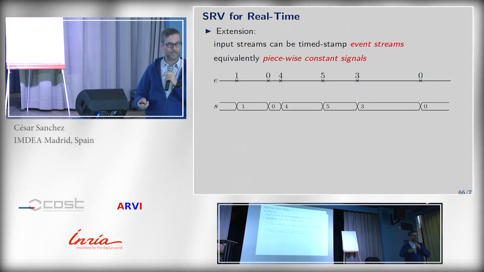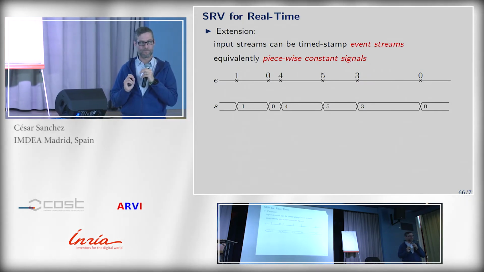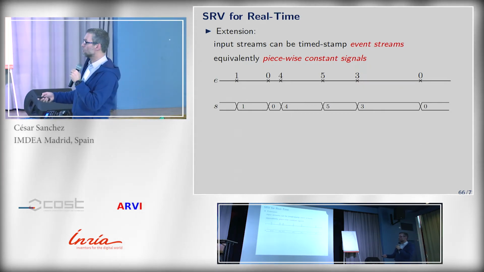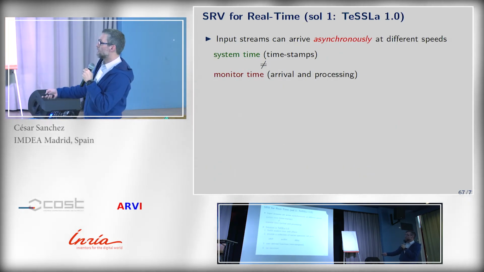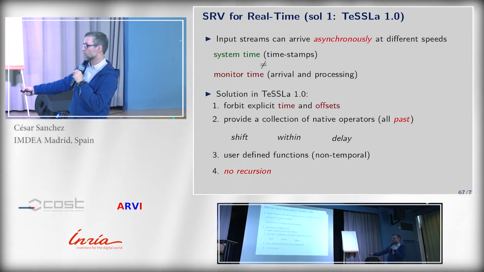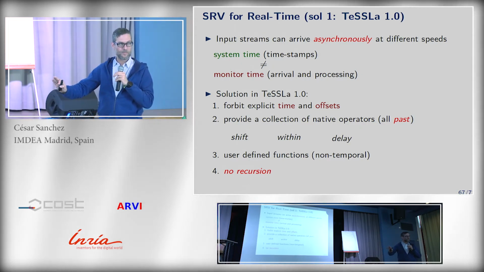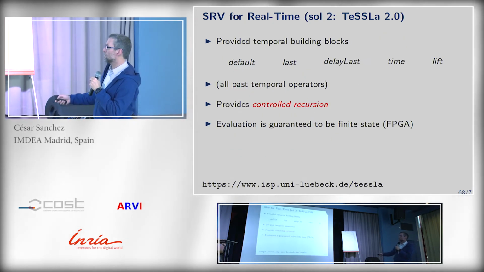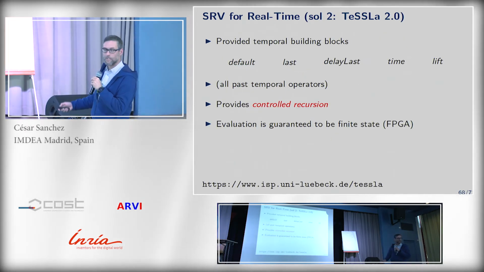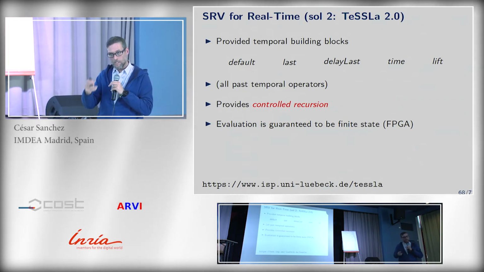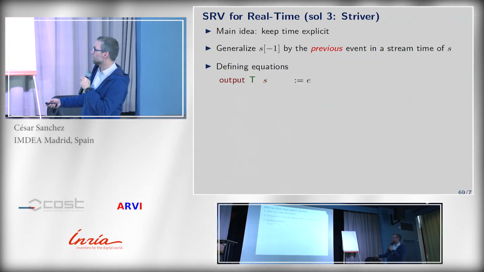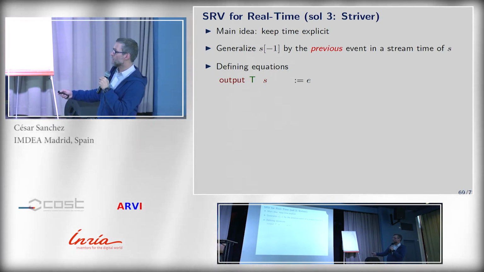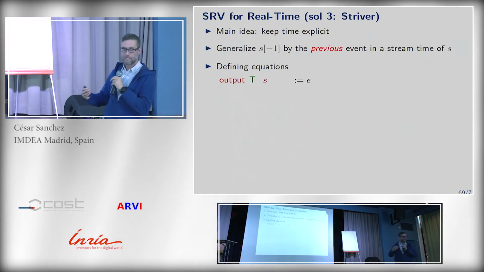So this is more complicated because what do you mean by -1? -1 in where, in which stream? But this is way more complicated. So the first solution in Tessla was to use a bunch of building blocks and forbid time, particularly arithmetic of time. The second solution was to have richer blocks and controlled recursion, still no time. But the solution that Felipe has been working on is to use explicit time. All right. By removing the -1 or the -k and having a previous operator.